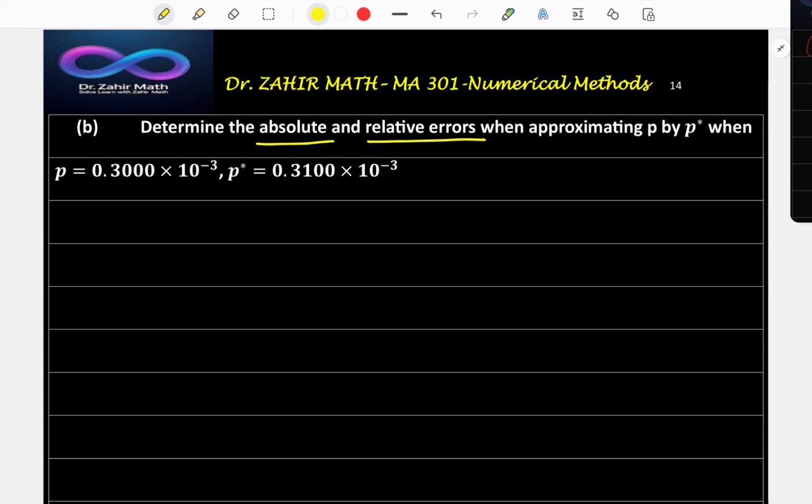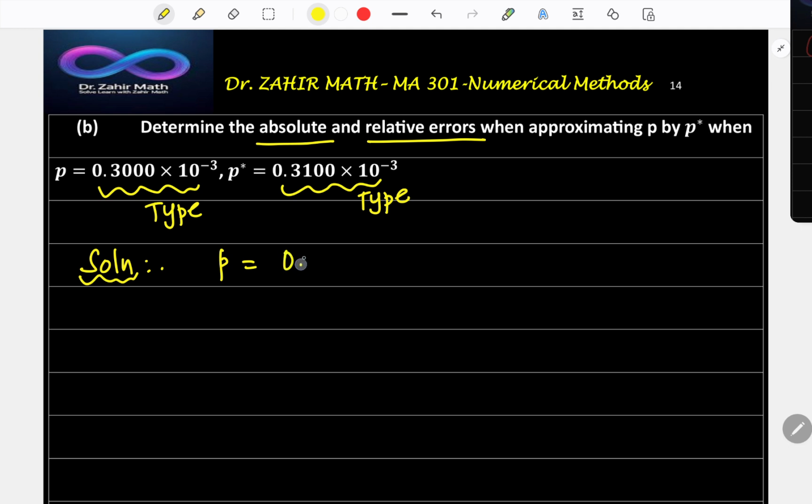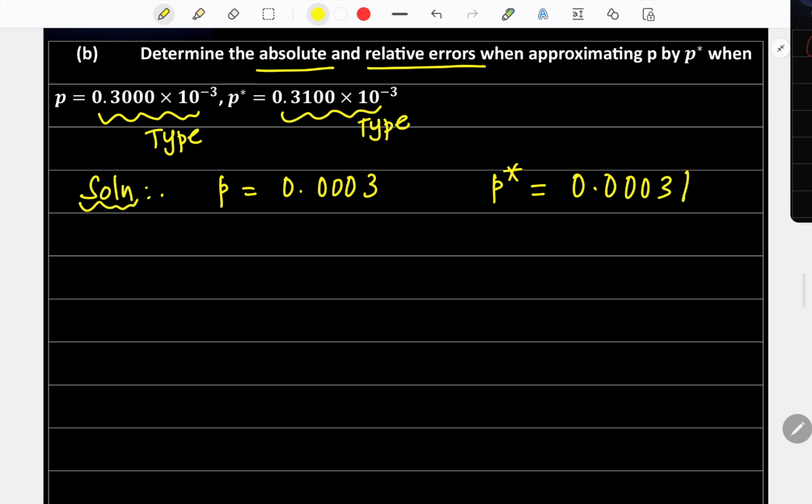Determine the absolute and relative errors. Same question, because he has just given example 1 in the classwork sheet, but it consists of too many questions, but the ideas are the same. Okay, so p is equal to, again type this in the calculator. You will make mistakes, so please remember, type this in the calculator. 0.0003, and p star, type in the calculator, 0.00031. For me it's easy, I'll do it in my mind, but for you, type in the calculator.